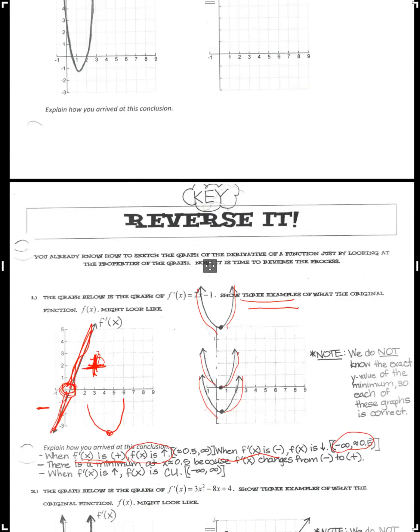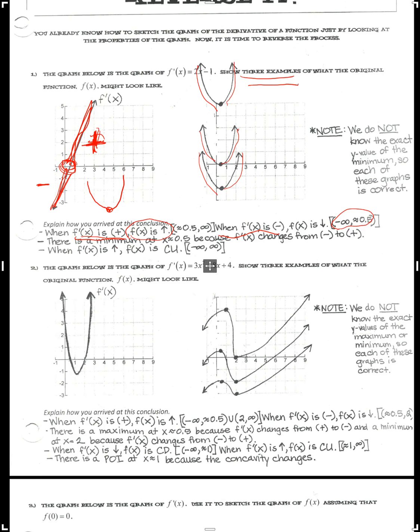Okay, so coming back to this page then, because f prime of x is increasing from negative infinity to infinity, that means the entire graph, f of x, is concave up. So putting all three of those things together, we know we need to put a local min at x equals 0.5, but look what I wrote over here. We don't know the exact y value of the min. So any of these graphs are correct along with infinite others. They all have to have a local min at around x is 0.5. They all have to be concave up entirely, decreasing from negative infinity to 0.5 and increasing from 0.5 to infinity.